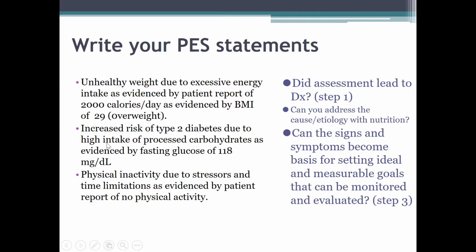So let's focus on these two. They're better written, I hope. Increased risk of type 2 diabetes, that's her problem. We know that that's true. We could tell from the note, due to high intake of processed carbohydrates. This is a food-related thing, certainly easy to address by nutrition, so that's a good etiology. As evidenced by fasting glucose of 118. This is a hard, concrete number. We can monitor it, so we can take her labs again. Hopefully our intervention will bring this down. We have a specific goal, right? We want to get this number under 100, so that's a great sign and symptom.